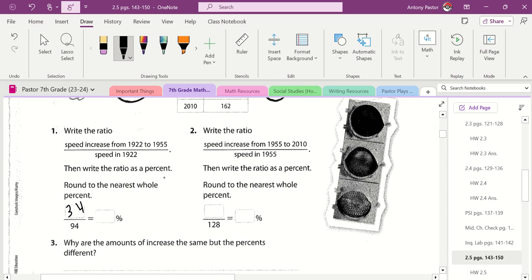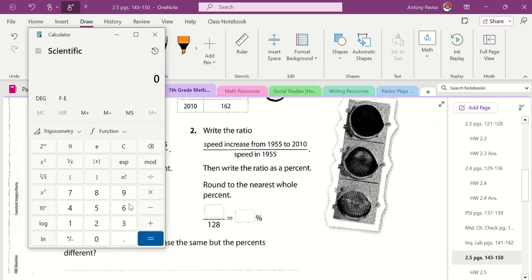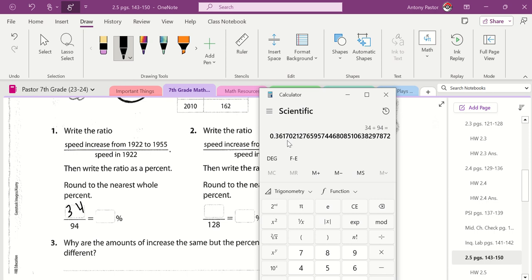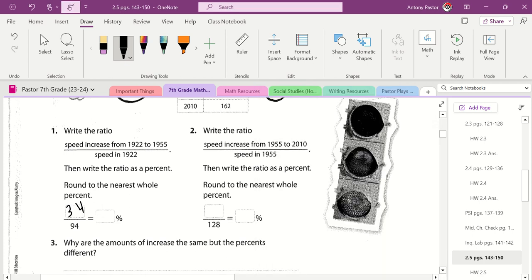So I have a ratio of 34 over 94. This is going to be my ratio. We're going to round to the nearest whole percent and find out how much the percentage changed. So again, 34 divided by 94 will give me 0.3617. Remember, to change a decimal into a percentage, we jump the decimal twice over to the right. So this will make 36.17. So it's actually going to be closer to 36. So 36%.